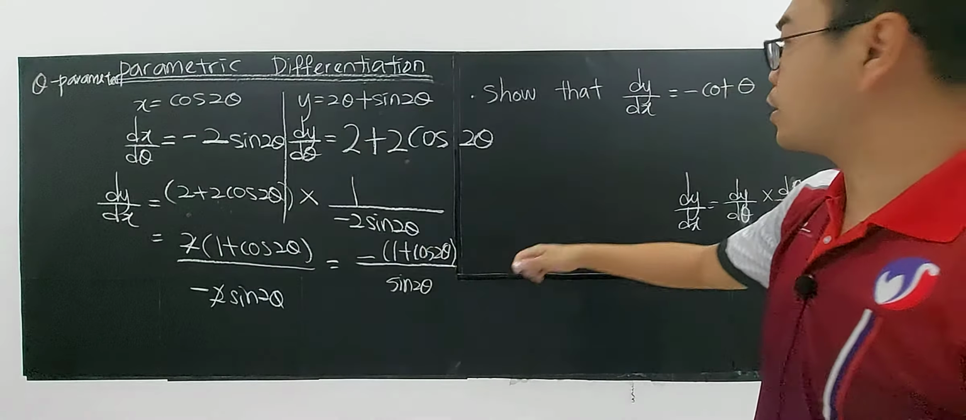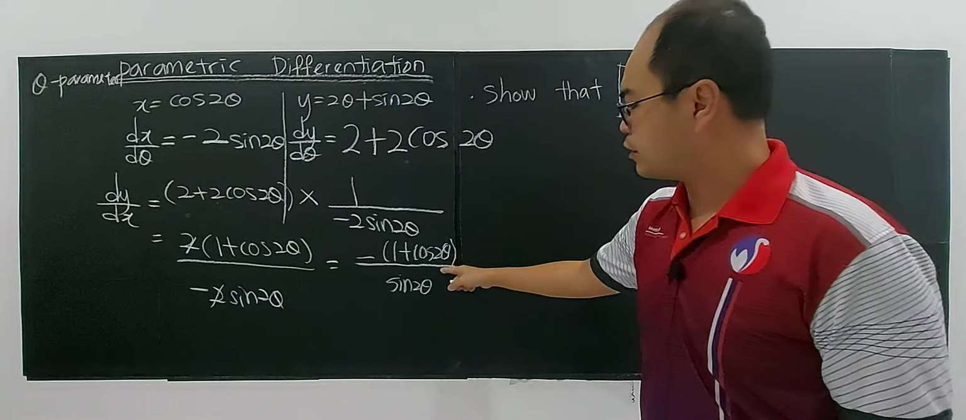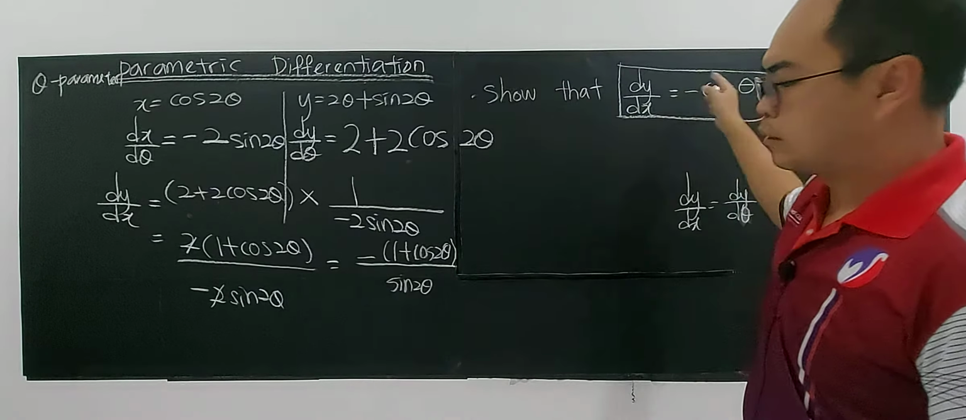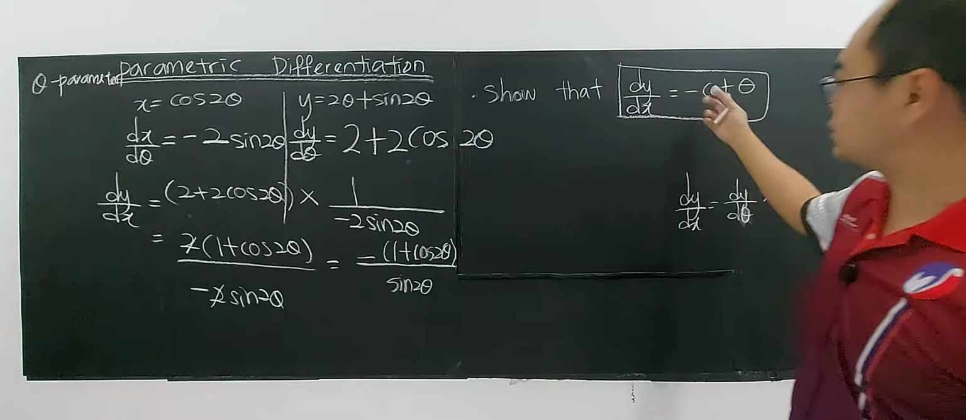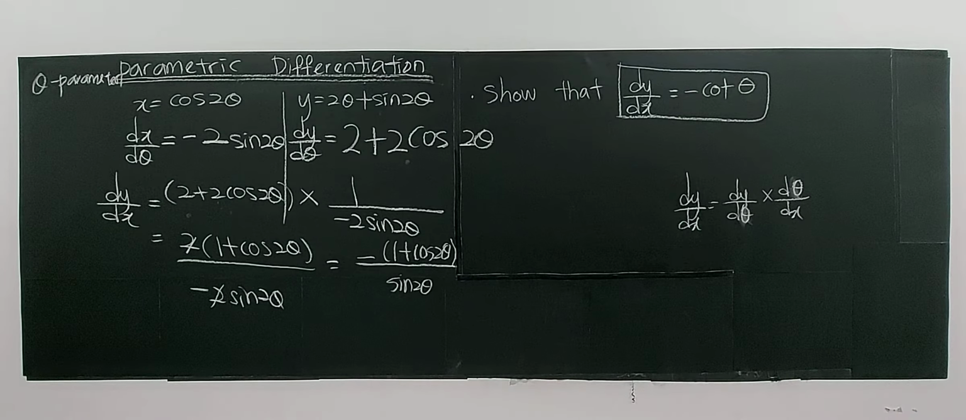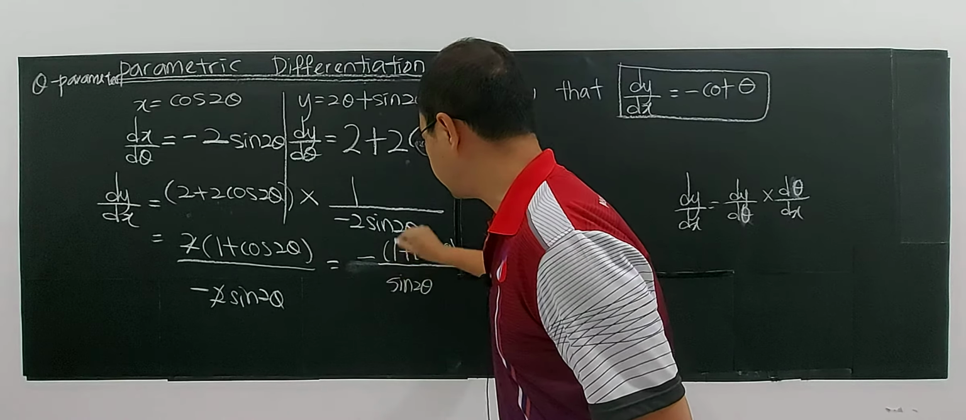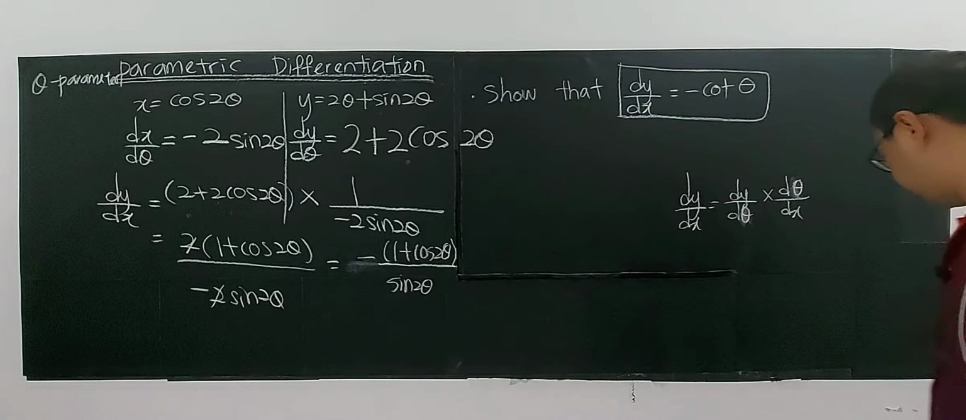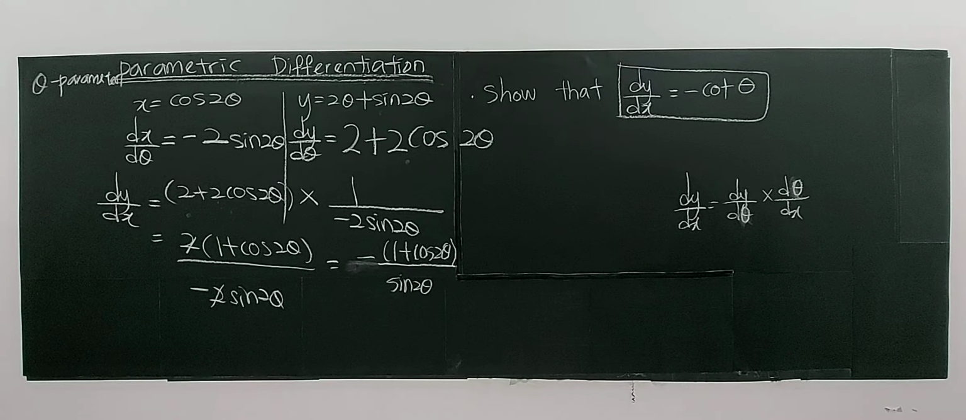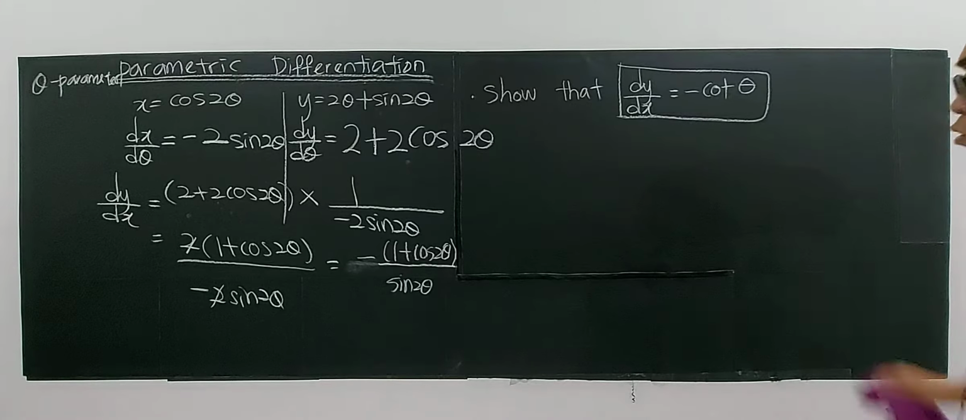But the question requires us to show that dy/dx is negative cotangent theta, which is very different from this. But you have to believe that this will become this, by using some trigonometric knowledge. This question involves trigonometry, where you have to simplify this to get negative cotangent theta. Now I'm showing you how.